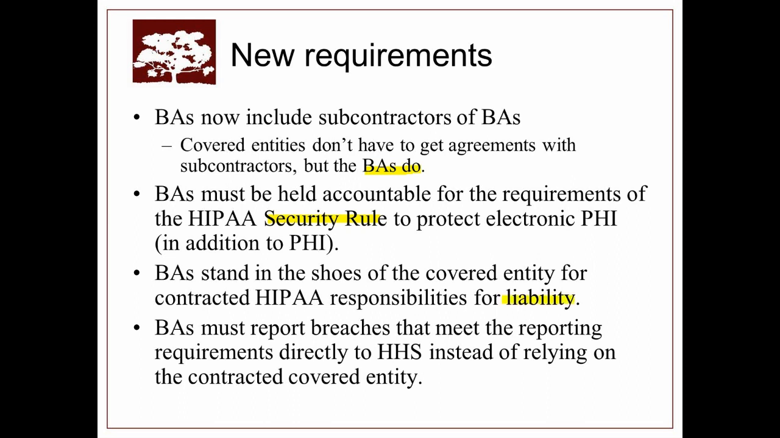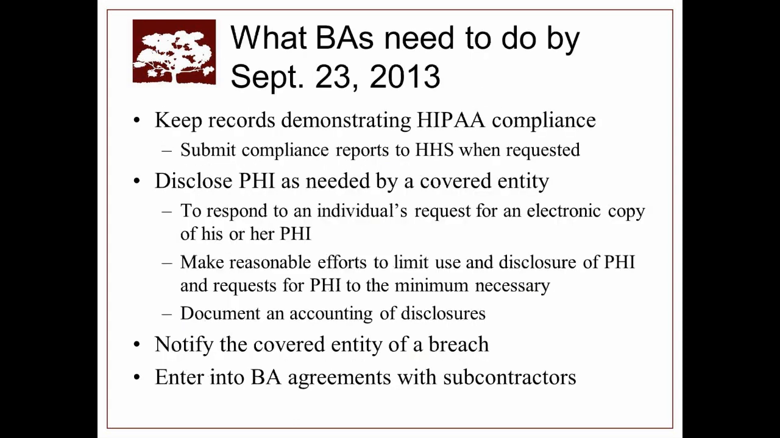So for civil monetary penalties, they actually may have liability for that, although the covered entity likewise may also have liability, depending on the facts and circumstances of the case. Also, again, BAs now will have to report directly to HHS if they've got a breach, so long as it falls into the reporting requirements under the rule. So there's some really significant new changes. And as a business associate, they have to be ready for these by September 23rd.